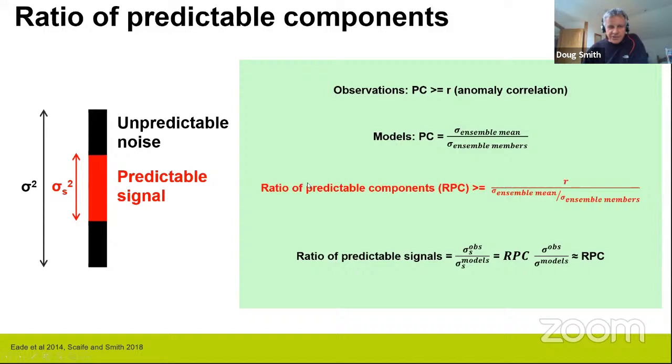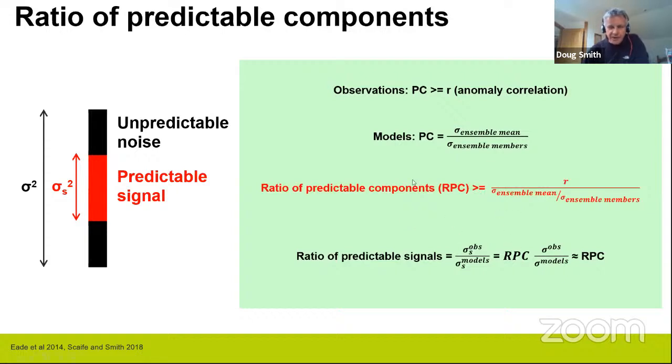So then we can take the ratio of these predictable components, and if everything is okay in the model simulations, then this ratio should be 1. In other words, the predictable component in the observations and in the models is the same. If this ratio is less than 1, then the models are overconfident, and this has been the case in seasonal forecasts of El Nino, for example.